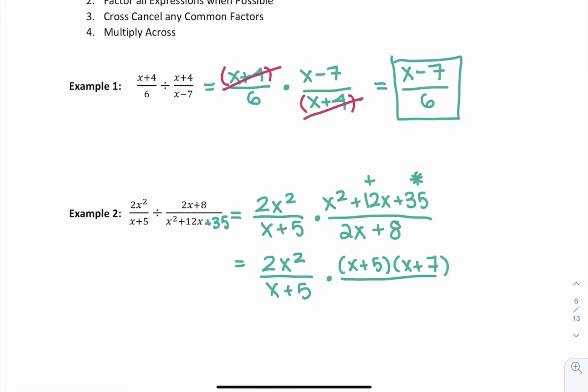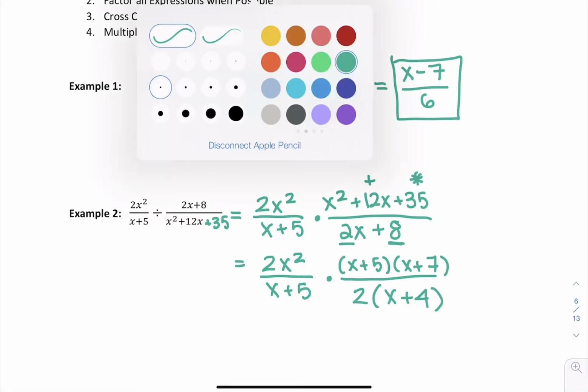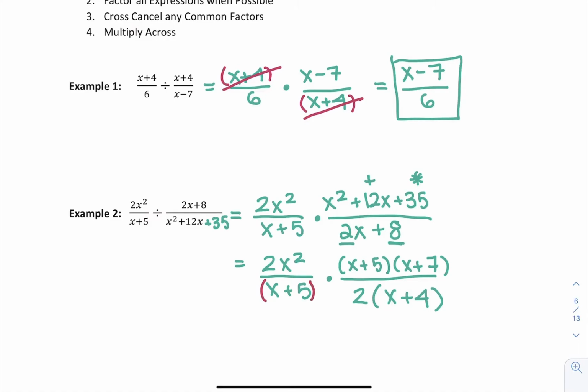And now in the bottom, we can't factor it that same way, but we can factor out a GCF. So if you notice 2 and 8, the GCF is 2. So we'll take out a 2. And then if we take out a 2, we're left with x plus 4. Now we're going to cancel as much as possible. So this x plus 5 can cancel with this x plus 5. This 2 can cancel with this 2. Remember, since this is over multiplication, we can cancel them. We couldn't cancel if it was just addition.